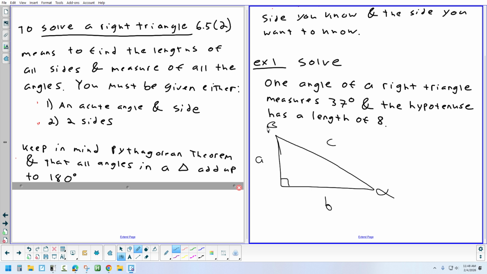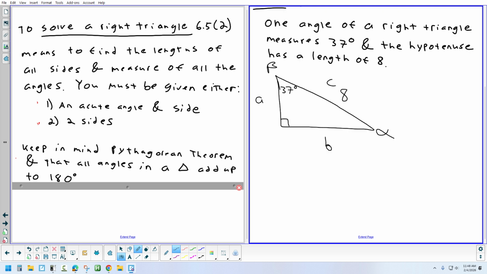And now start to fill in what we can. One of the angles is 37. Do you want to make that alpha or beta? We do have to choose. Beta. Okay, so that's going to be our beta. So 37. And then it says the hypotenuse has a length of 8. Well, you don't have any choice about that. Which letter is going to be equal to 8? Yes, C.